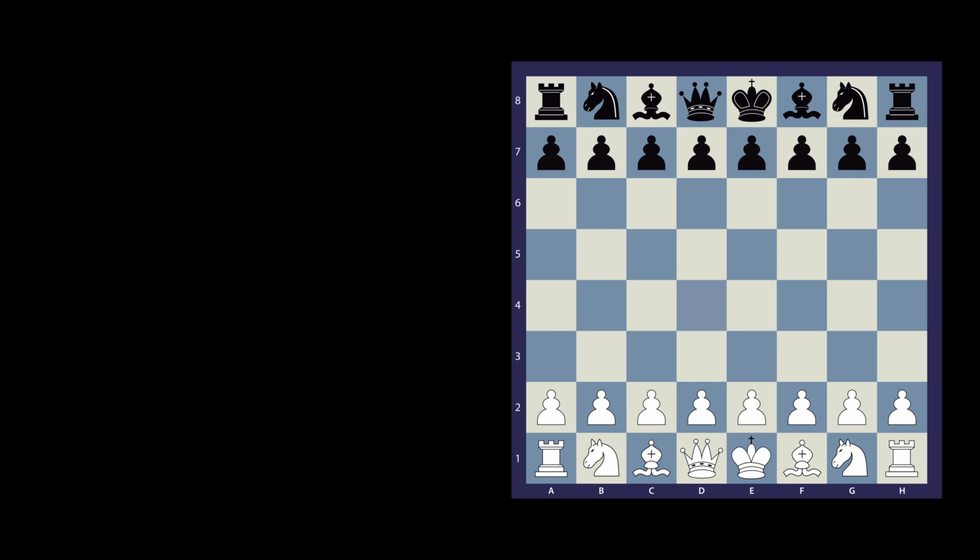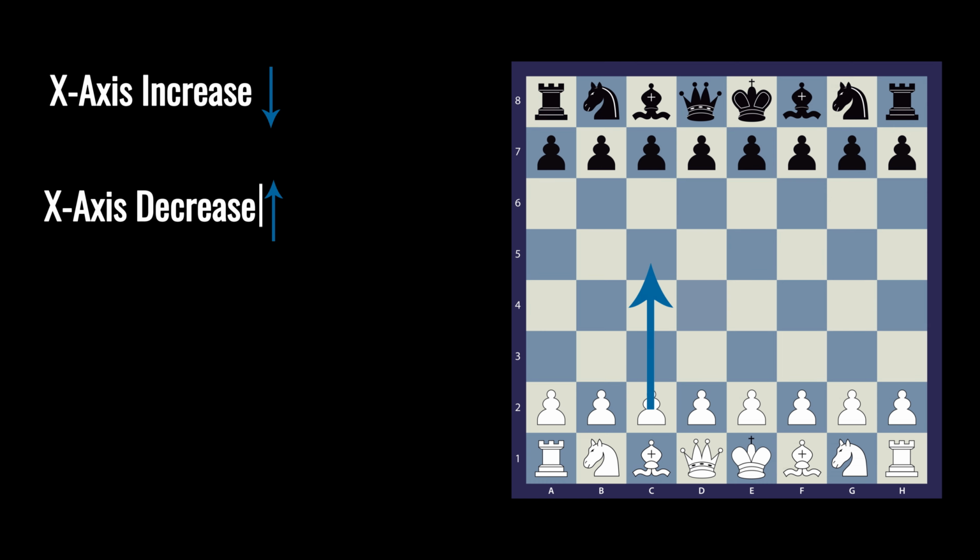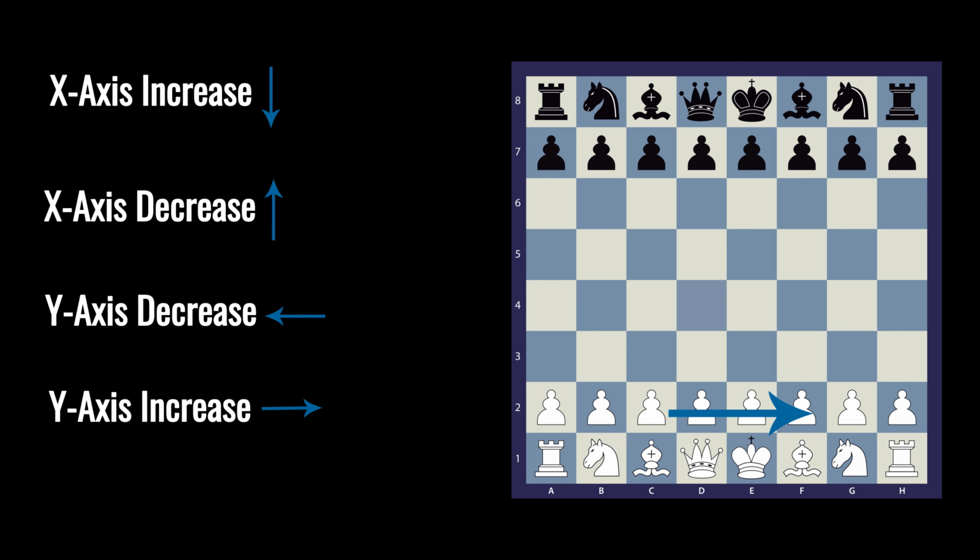Let's get into it. First, let's take a quick look at how chessboard coordinates work. When a piece moves downward on the board, the x-axis increases. When it moves upward, the x-axis decreases. If the piece moves to the left, the y-axis decreases. And when it moves to the right, the y-axis increases.